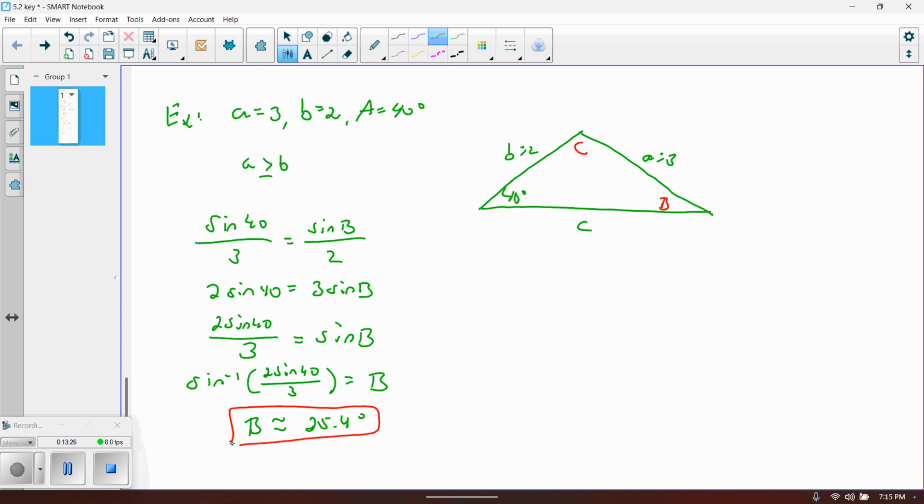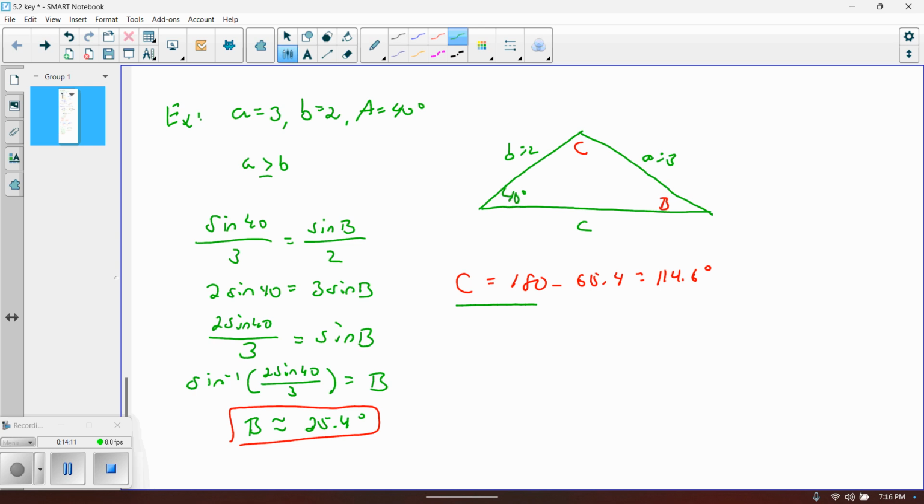And now we need to find angle C and side C. Well, I don't have either one of the pieces of information, but now that I have a second angle, I can find angle C just by taking the angles that I know and taking them away from 180. So we know that angle C, capital C here, is going to be 180 minus the sum of the two angles that I have, which is 40 and 25.4, so that would be 65.4. So angle C is going to be 114.6. And that one is an obtuse angle.